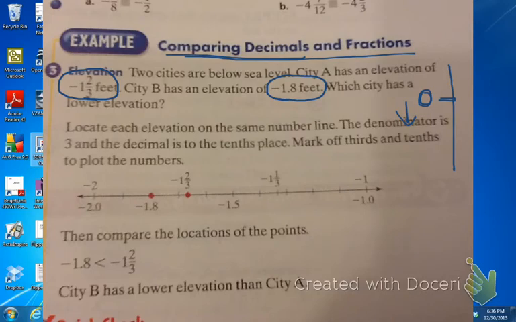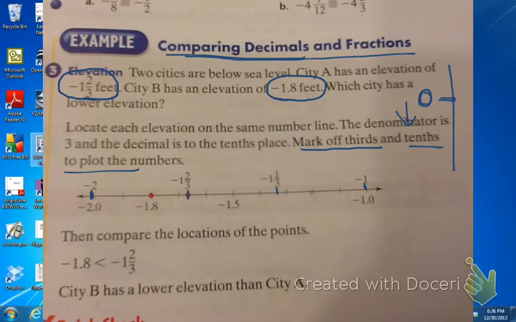So locate each on the same number line, and here they've just made that vertical number line horizontal. They said the denominator is 3 for 1 2/3, and the decimal is to the tenths place. So they want you to mark off thirds and tenths here, and they show you how, here's my 1 to 2, 1 whole, and they mark it off into tenths. They also mark it off into thirds. Here's the 1/3, 2/3, and then 3/3 would make that next whole. And then the tenths are marked off here also. And they plot these numbers.